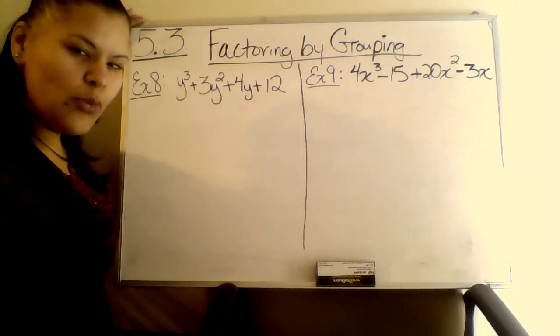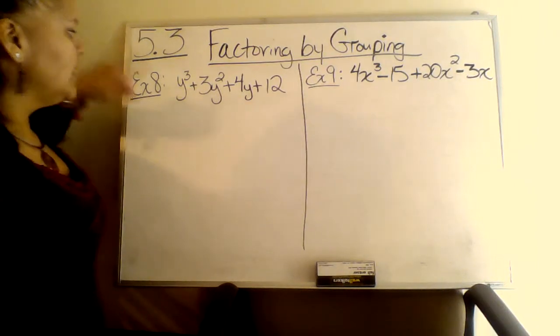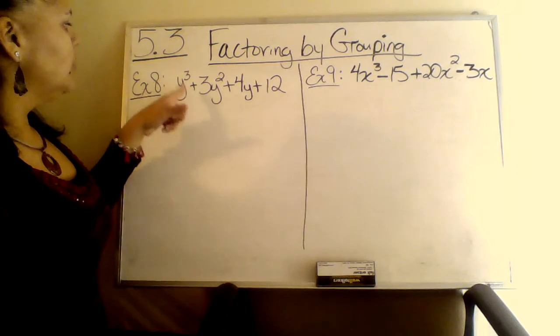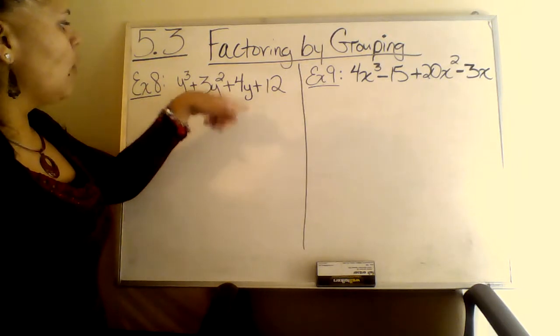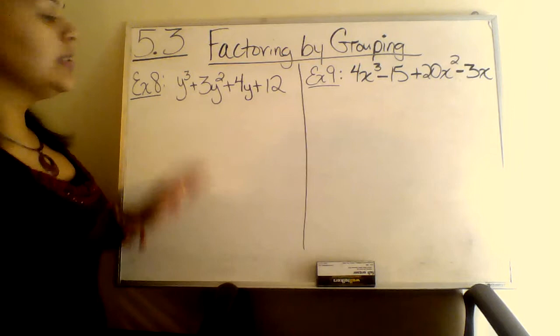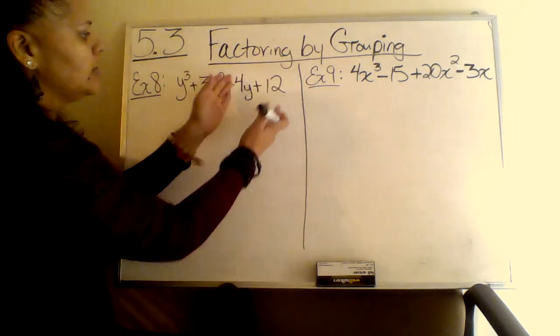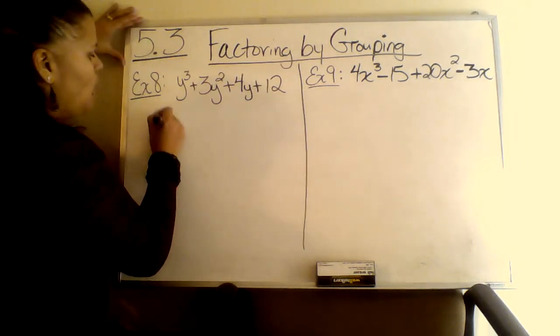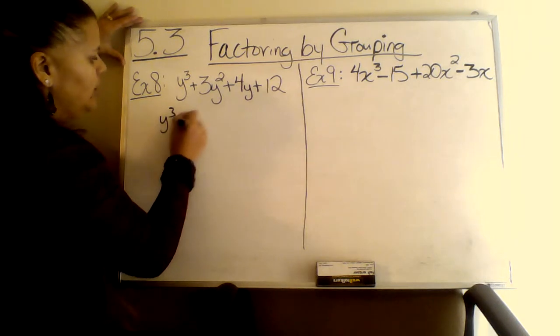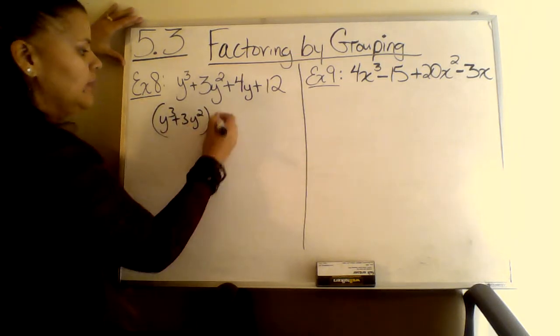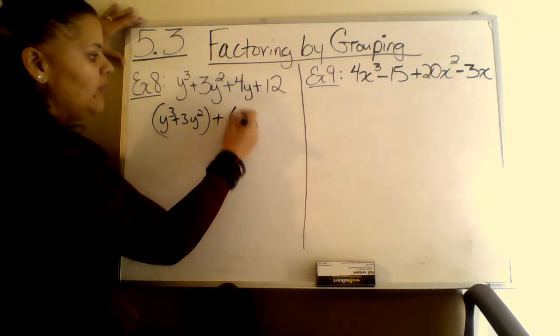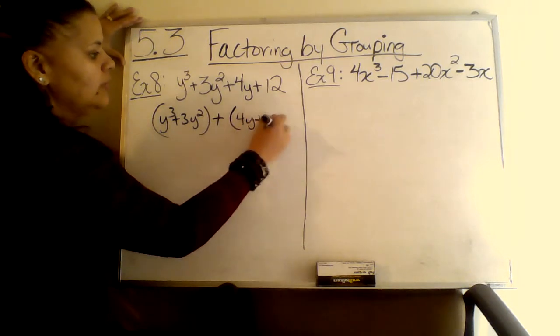Now we're going to do a little more factoring by grouping. So using this example, I have y cubed plus 3y squared plus 4y plus 12. What I'm going to do is group the first terms and the last terms. So I'll take y cubed plus 3y squared, plus, and then I have 4y plus 12.